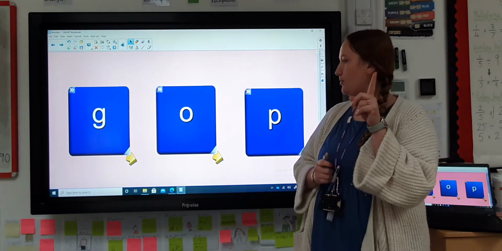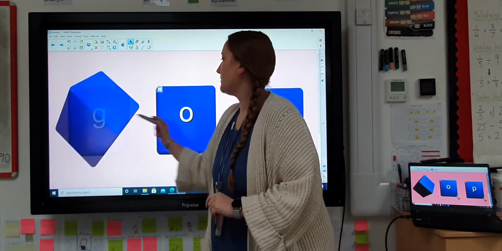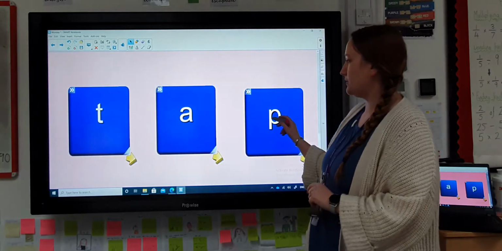So have a think, is gop a real word? No, it's not. It's not a real word. Let's see what else we can come up with.